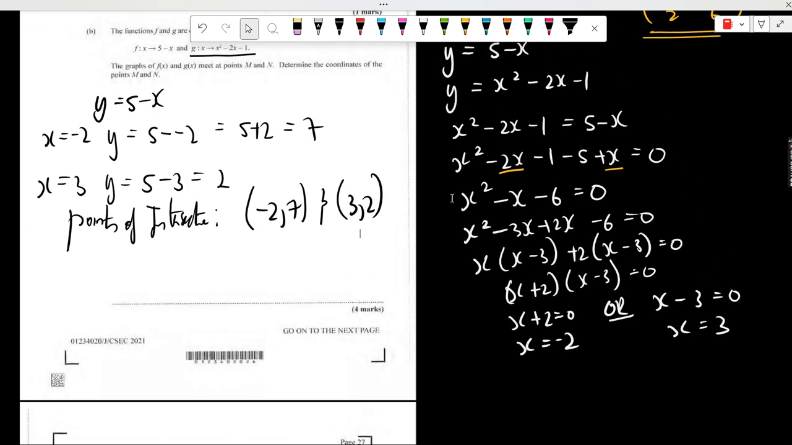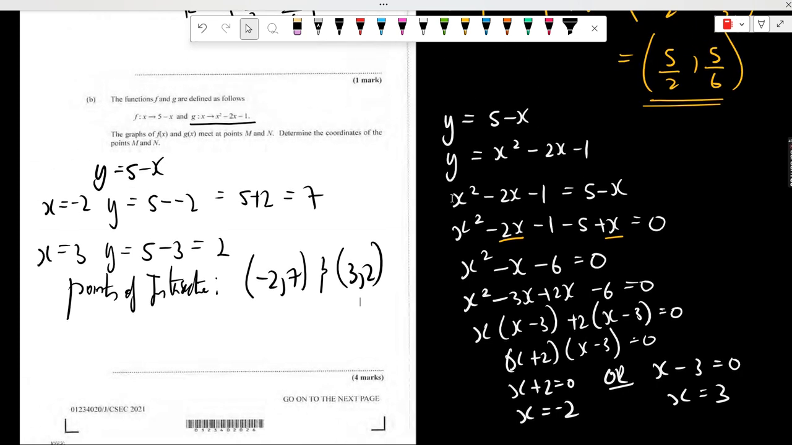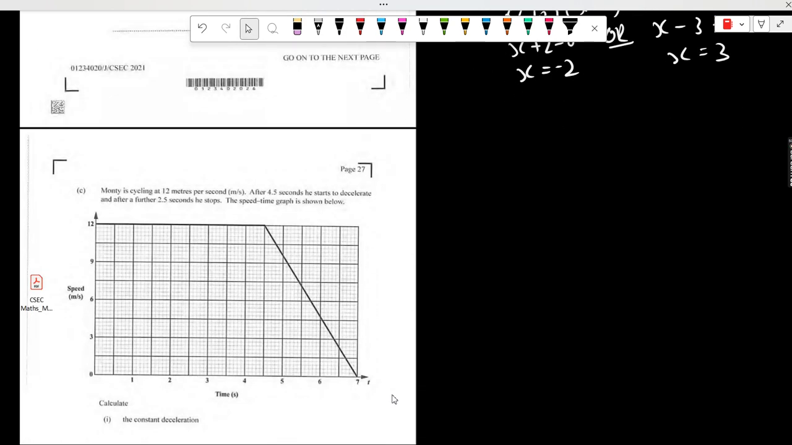Did you go ahead and find the y coordinates? No, sir. Well, you needed to have done that, because it says determine the coordinates of the points M and N. Whenever you are asked to find the coordinates of a point, it means both x and y coordinates, all right? So don't make that mistake again. Good. All right, let's move on to part C now.